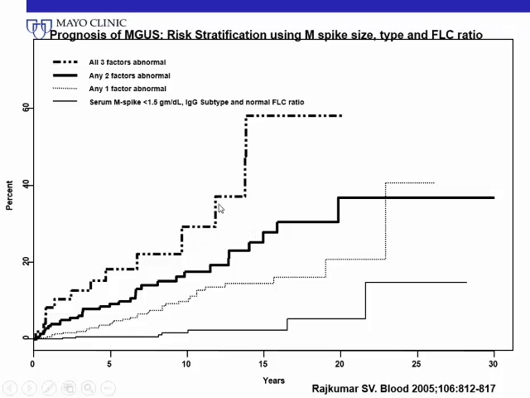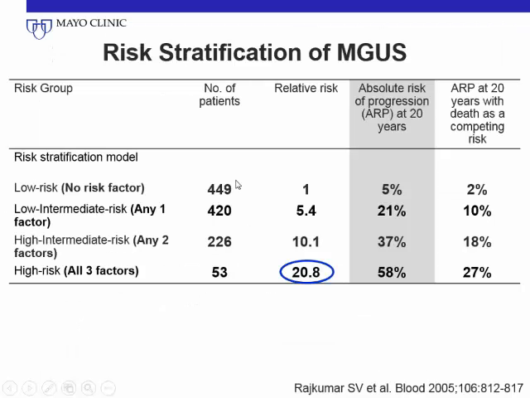Whereas if you have a bigger M spike, which is not IgG, and an abnormal light chain ratio, then the risk of progression goes up. So depending on 0, 1, 2, or 3 risk factors, you have an establishment of risk of progression. And if you look at the actual numbers, you have to look at this last column here, the risk of progression adjusting for other causes of death.